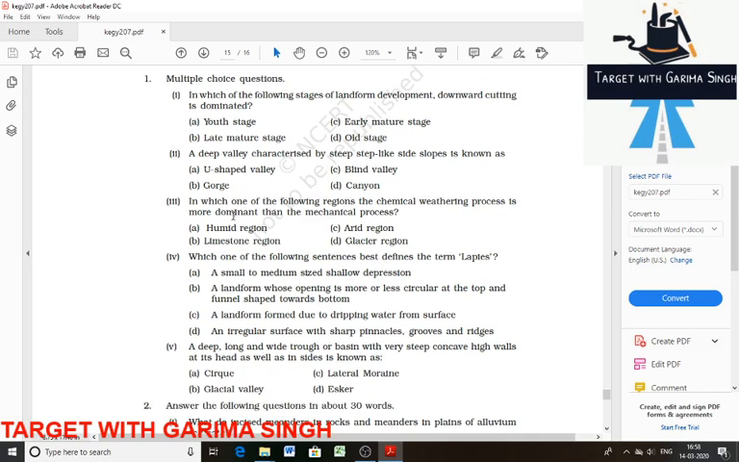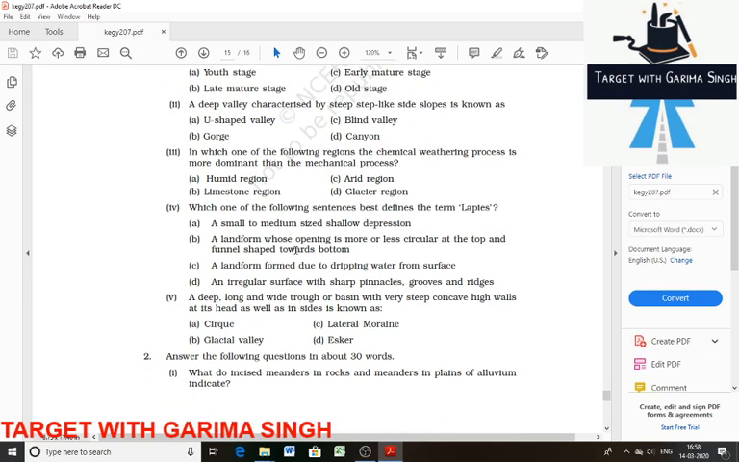Then, in which of the following regions is the chemical weathering process more dominant than the mechanical process? It's the limestone region, where chemical weathering is more dominant. Then, fourth is the term lapies. It is a small to medium sized shallow depression. Then, fifth is a deep, long, wide trough or basin with very deep, concave high walls at its head as well as inside, known as a cirque.